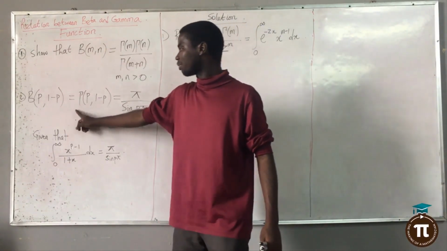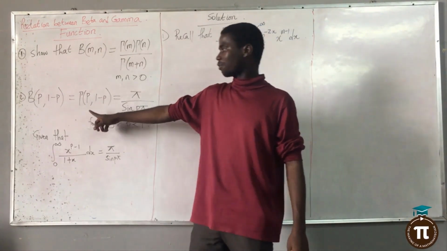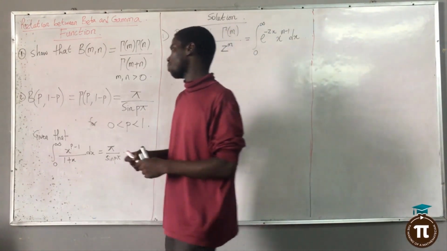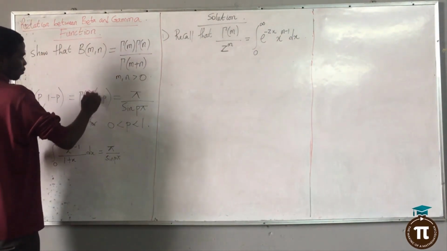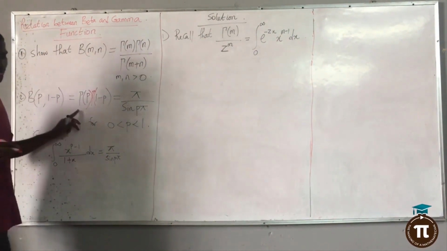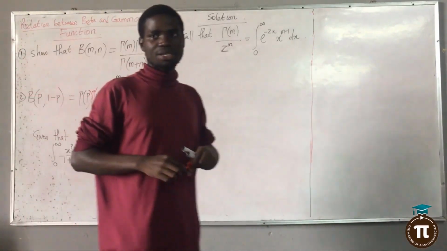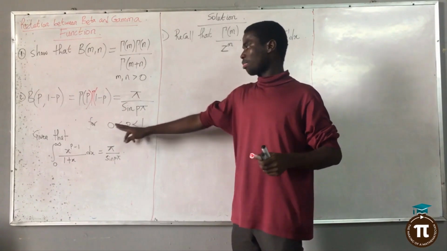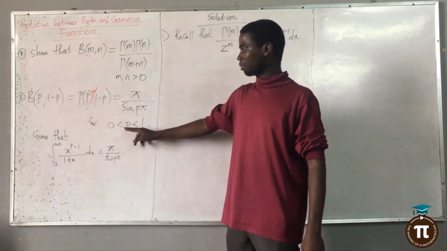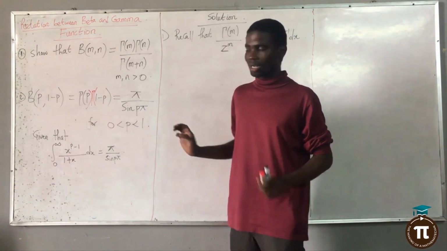And we will also prove this as well: gamma of p times gamma of 1 minus p is equal to pi all over sine p pi, for p between 0 and 1.